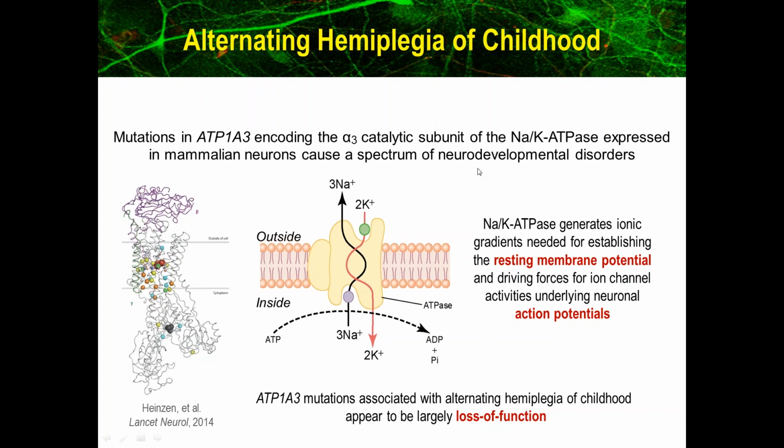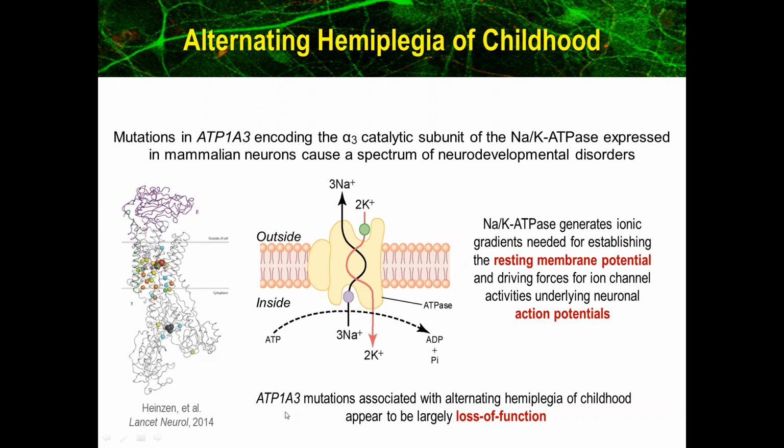Nerve cells, or what I'll call neurons, have a particular form of this protein that's encoded specifically by ATP1A3. And this is important for setting up ionic gradients of sodium and potassium that come into play when the neuron needs to fire its electrical signal called an action potential. I'll show some examples of action potentials that we recorded from AHC neurons in a moment.